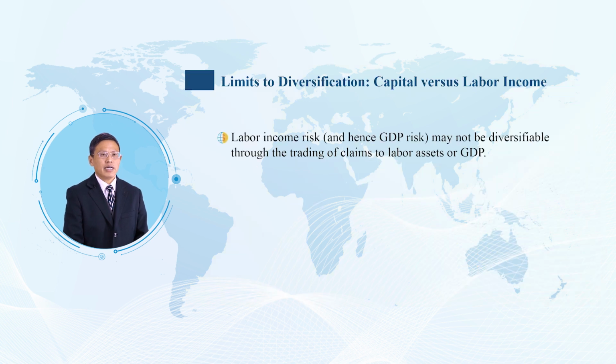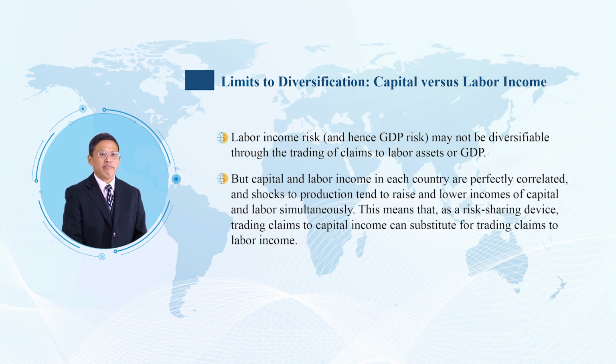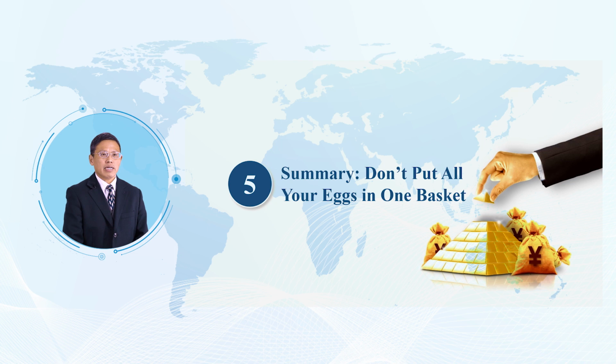Labor income risk, and hence GDP risk, may not be diversifiable through trading of claims to labor assets or GDP. But the capital and the labor income in each country are highly correlated, and shocks to production tend to lower the incomes of capital and labor simultaneously. This means that, as a risk-sharing device, trading claims to capital income can substitute for trading claims to labor income. 5. Summary: don't put all your eggs in one basket.